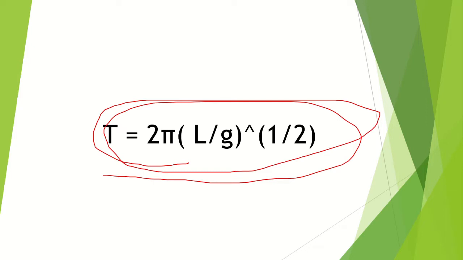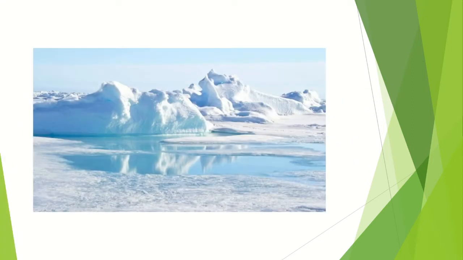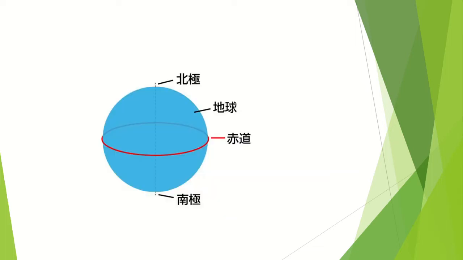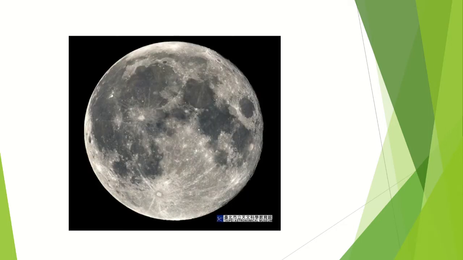In this formula, we can find that T varies directly with the square root of L and inversely with the square root of G, while G is not identical in different places, such as the North Pole, the equator, and the Moon. The relation between L and G is what we are going to focus on.